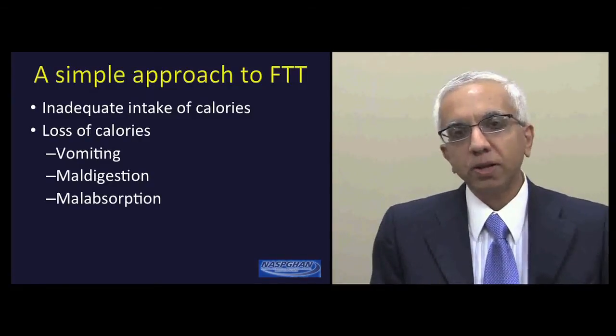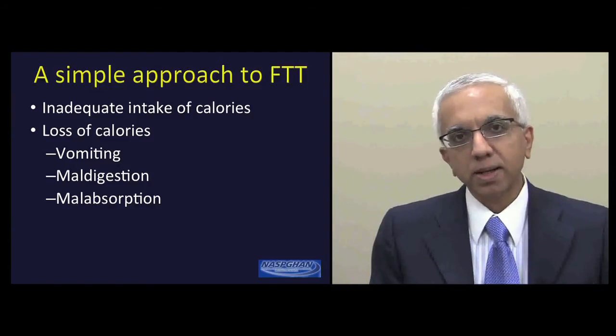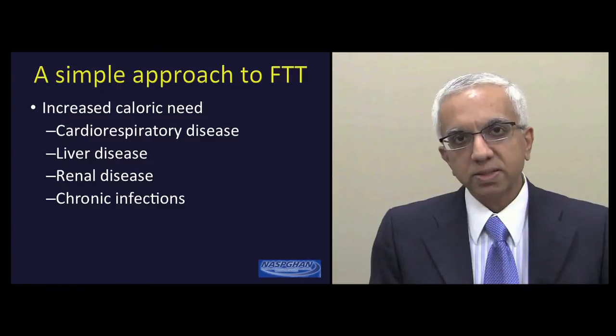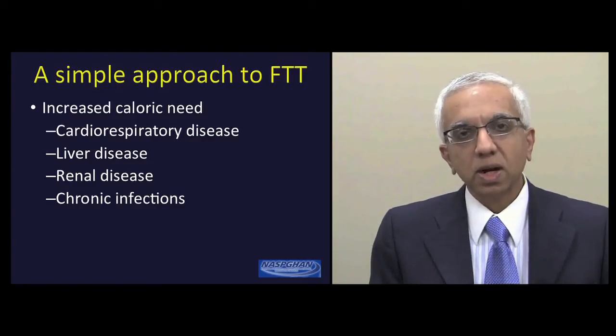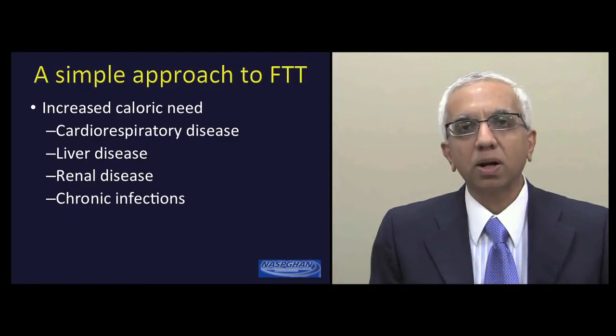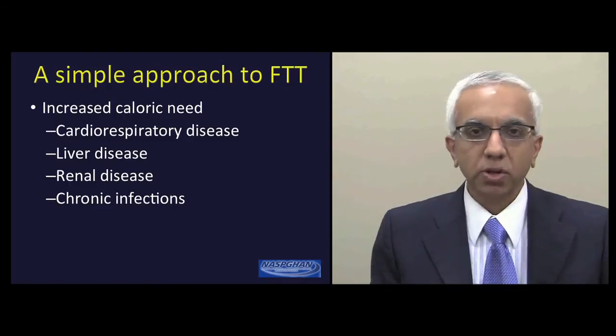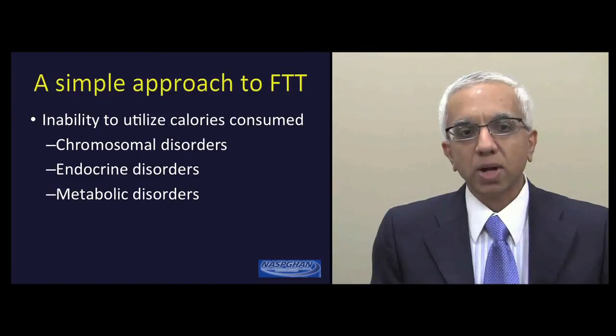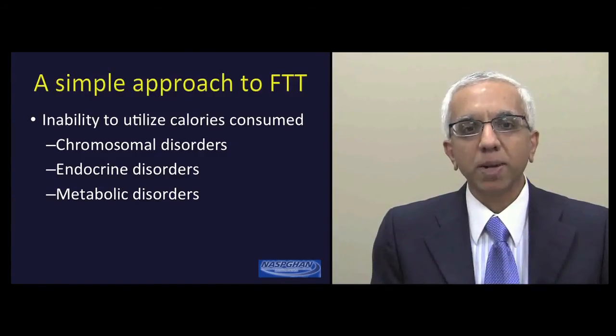A simple approach to failure to thrive is, firstly and most importantly, 90% of children or more actually have an inadequate intake of calories. Loss of calories tends to be the other most important problem. This is usually manifested by vomiting and diarrhea, diarrhea being a surrogate for maldigestion and malabsorption. Occasionally, there is increased caloric need. This is in children with overt cardiorespiratory disease, chronic renal or hepatic disease, and children with chronic infections. Finally, some children have an inability to utilize the calories that they are consuming. This tends to happen in children with chromosomal disorders who are not able to grow like normal children, or in endocrine or metabolic disorders.